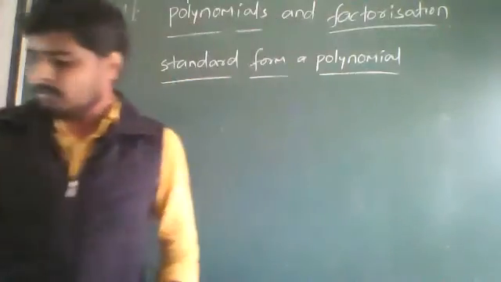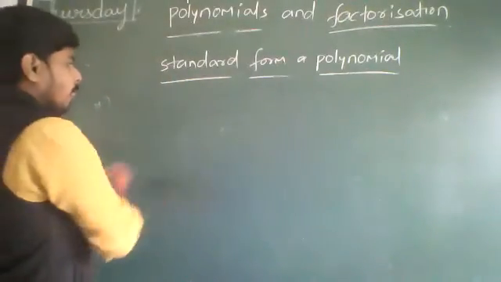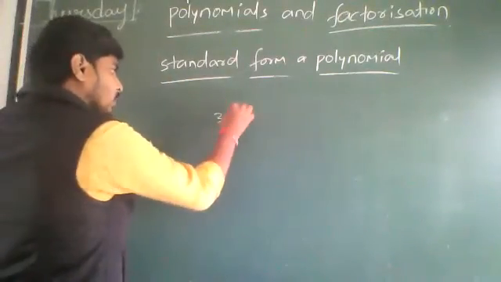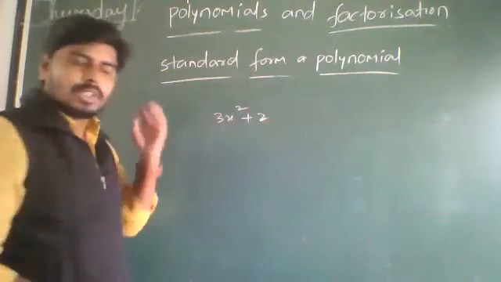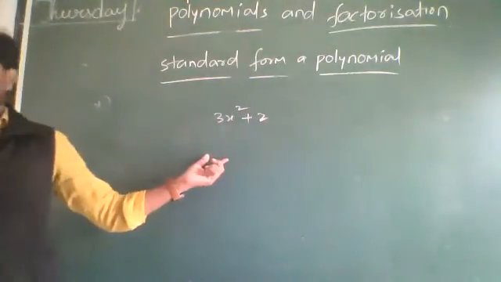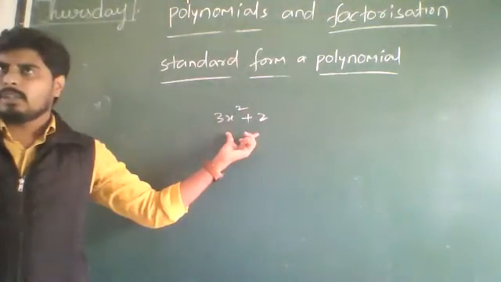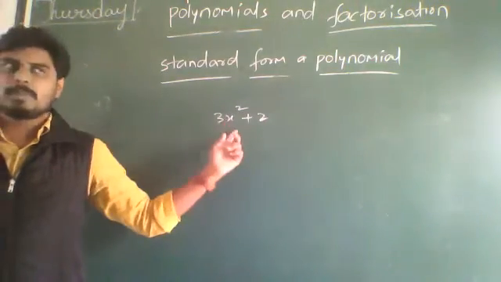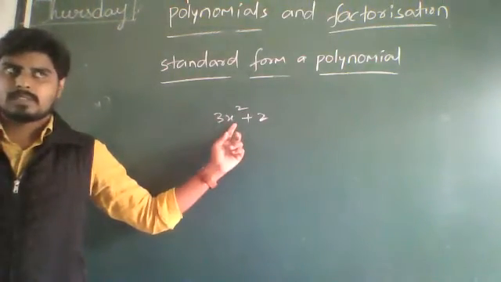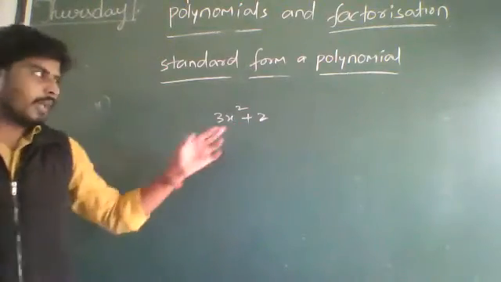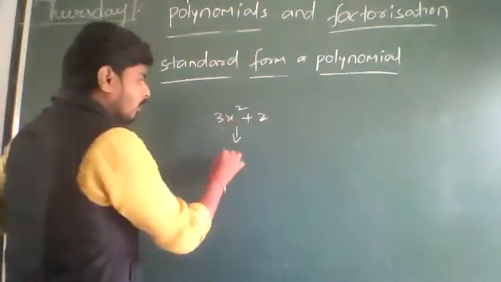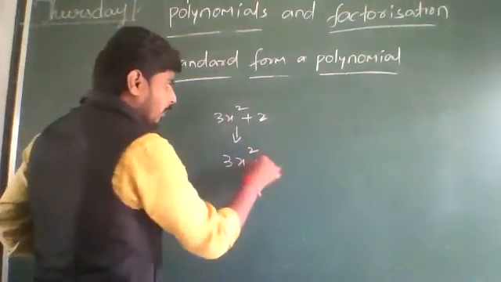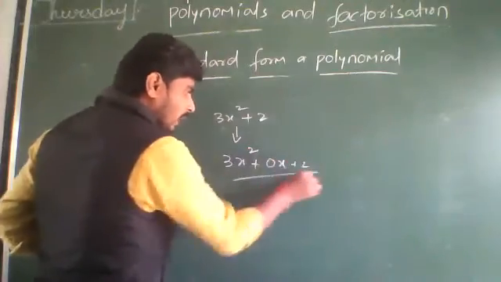Suppose I write 3x square plus 2. This is a quadratic polynomial. Which term is missed here? The x term is missed, right? So in the standard form, we have 3x square plus 0x plus 2. This is the standard form.